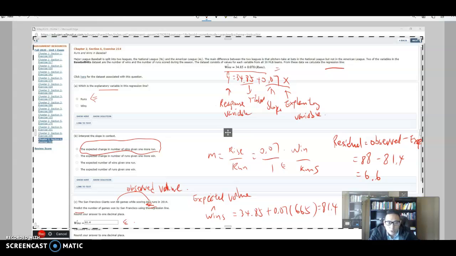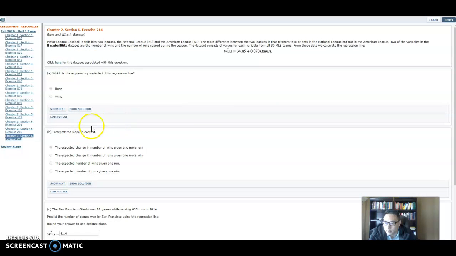So this is what we call the expected value, and this is the actual value. We can use this to go back and calculate the observed values and see the residual between the actual and the expected. So this is what we call the regression line. That's number 214, the last problem. You might get slightly different problems or numbers, but the idea is the same.